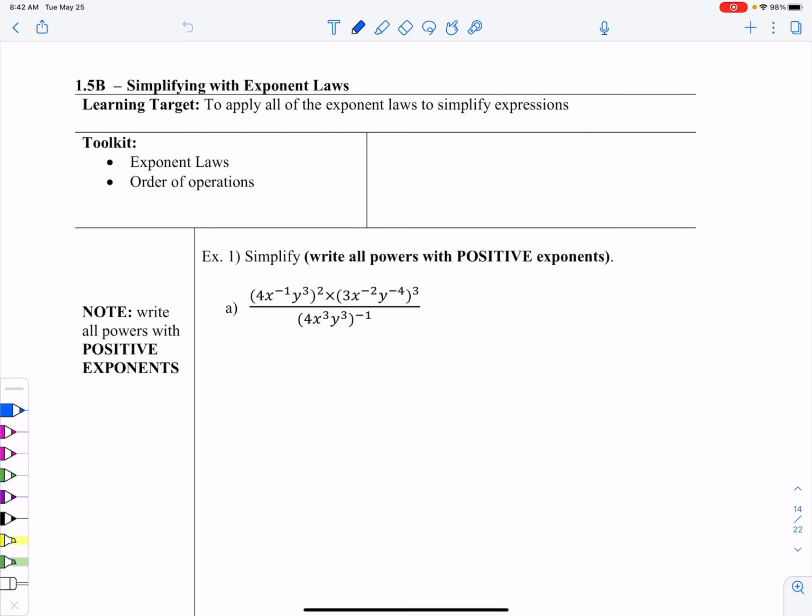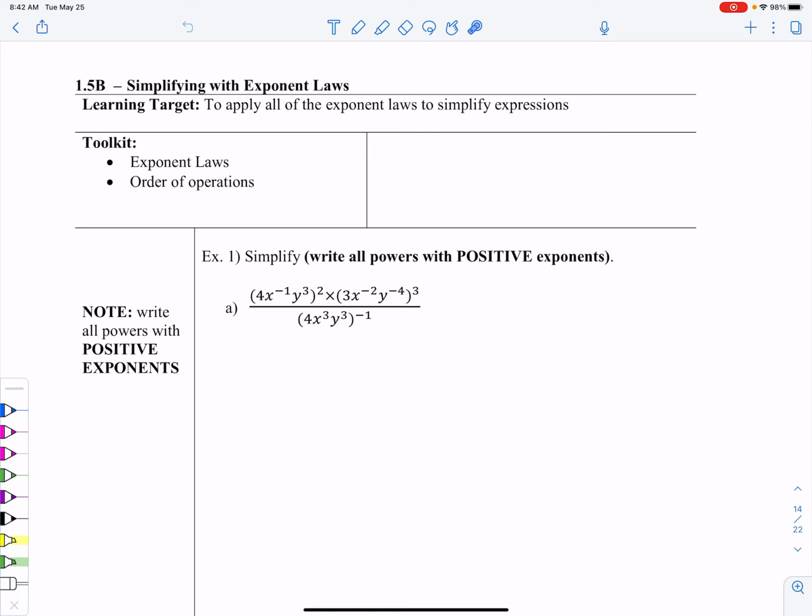This is 1.5b, and we're going to be using our exponent laws that we learned last class, and we're going to be looking at even more complex equations here. So here it wants us to simplify, write all powers with positive exponents. So that means that we have to get rid of any negative exponents.